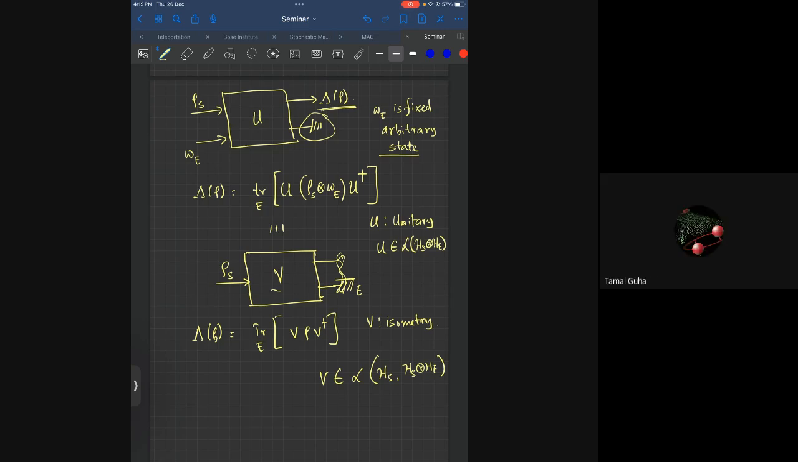Just a simple comment. I think if you consider that U as a swap operator, then actually the environment state comes to the system part, right? Yes. So whatever environment you put, it is possible that the information is actually coming directly to the system part. You just make a swap between the system and environment.